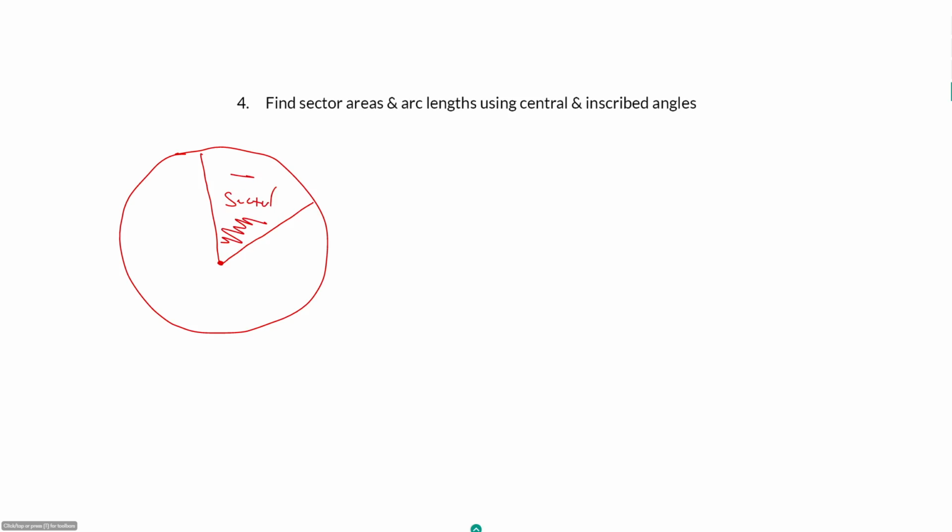So if we want to find the area of this sector, we need our central angle. So we can use our inscribed angle to get our central angle, but then we need to use the central angle for our proportion. So our sector area here is just going to be some portion of the area of our circle as a whole. And what portion is that? Well, it's going to be our central angle over 360. So our sector area is going to be our central angle over 360 times the area of our whole circle, or pi r squared.